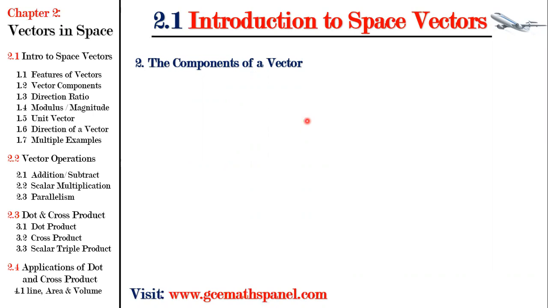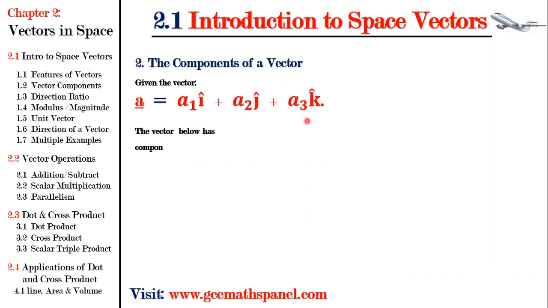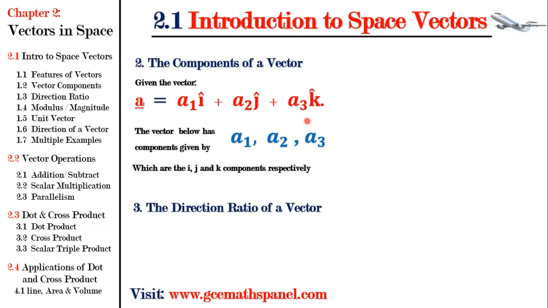So for the components of a vector, given the vector A with components A1i plus A2j plus A3k, the vector has components given by A1, A2, and A3. So these are the components of this vector. The components of a vector answers the question, how many i, how many j, how many k? Those are the components. So how many i? A1. How many j? A2. How many k? A3. So which are the i, the j, and the k components respectively?